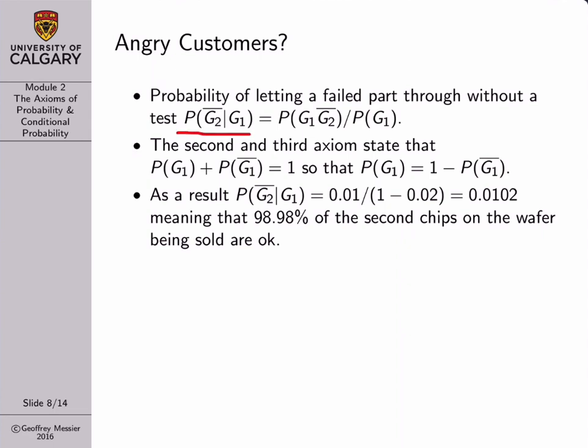And then just using the definition for conditional probability, it's equal to the probability of chip 1 being good and chip 2 being bad, divided by the probability that chip 1 is good. Now, we can figure out the probability that chip 1 is good using the method that we used on the previous slide to calculate the probability that chip 1 is bad. However, I'm going to use a slightly different approach that exercises a few more of the ideas that we've learned about.